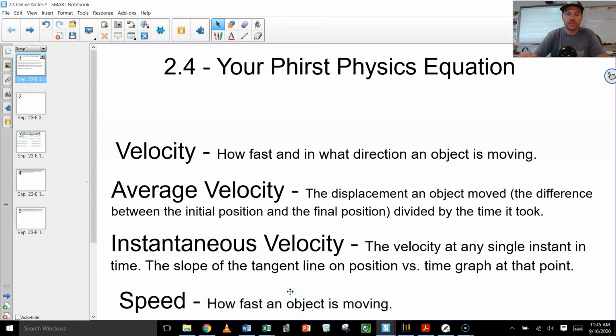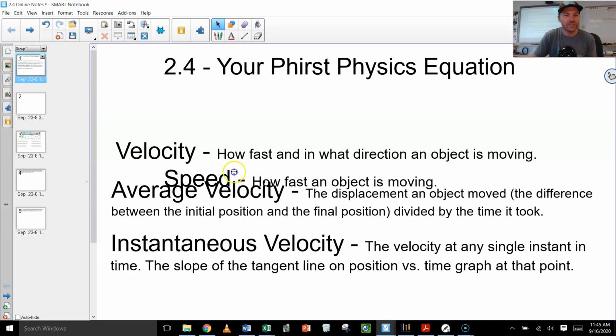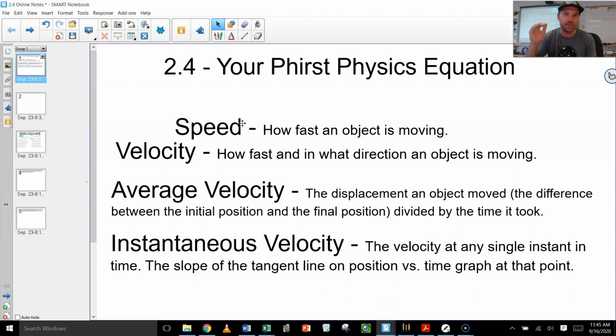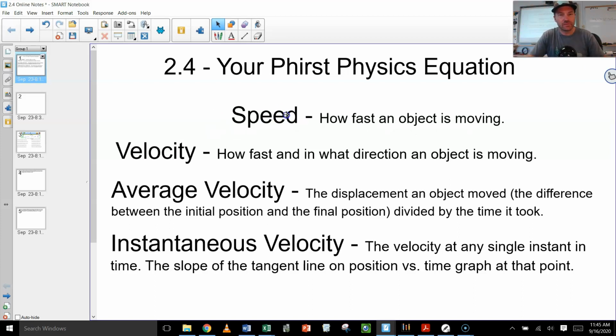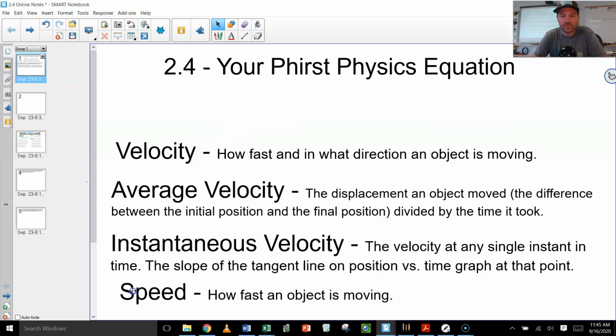Lastly, speed. Speed is just how fast an object is moving. Now, in the typical parlance of our time, we interchange speed and velocity, and they mean the same thing to normal human beings. You are no longer normal human beings. You are physics students. So you have elevated above the rest of the rabble in that there is a difference between speed and velocity now to you. Speed is just how fast, 55 miles an hour. Velocity is 55 miles an hour south. They are the same thing, but speed you just don't need to tell me a direction.